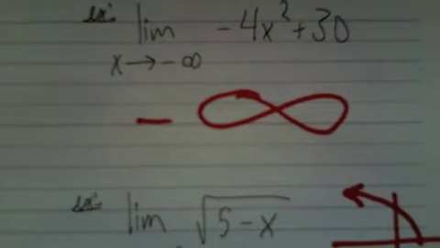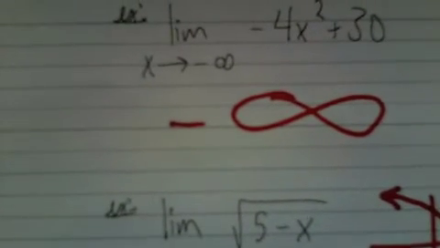And then you're multiplying by negative 4, which flips it around and makes it negative infinity. Then adding the 30 isn't going to affect our x value, because it's just going to keep moving in that direction.